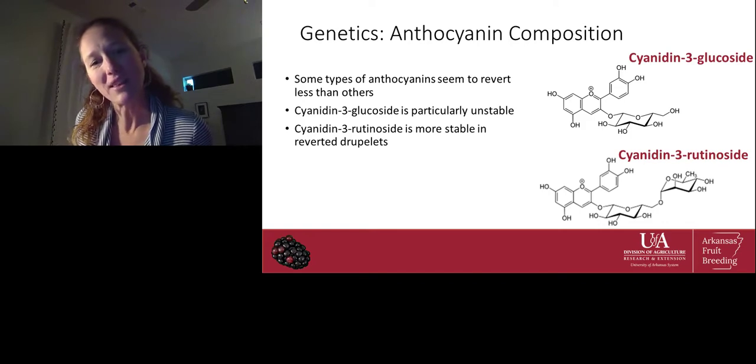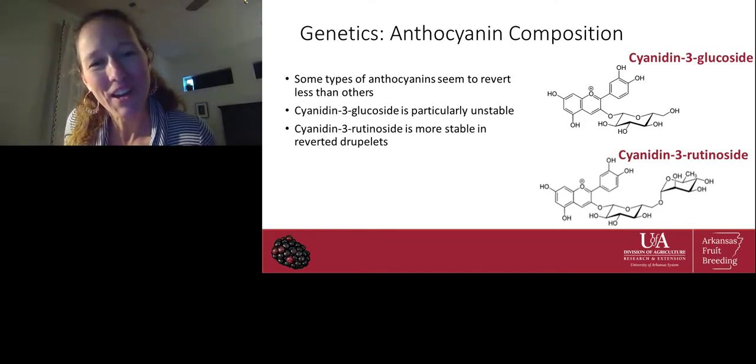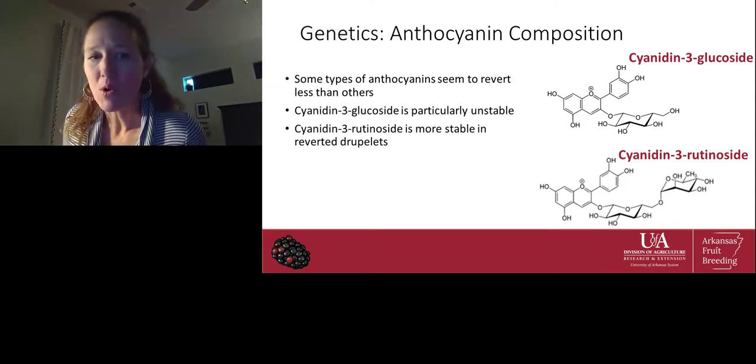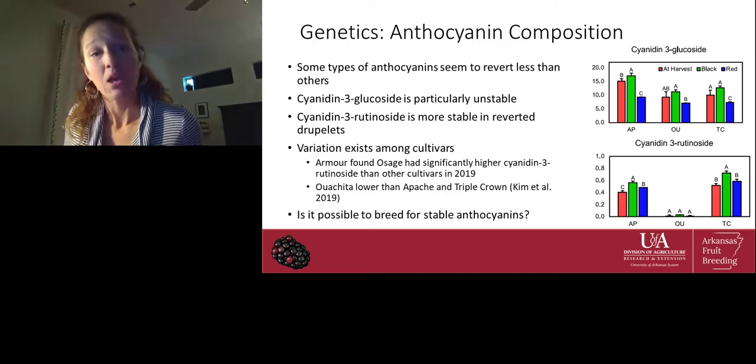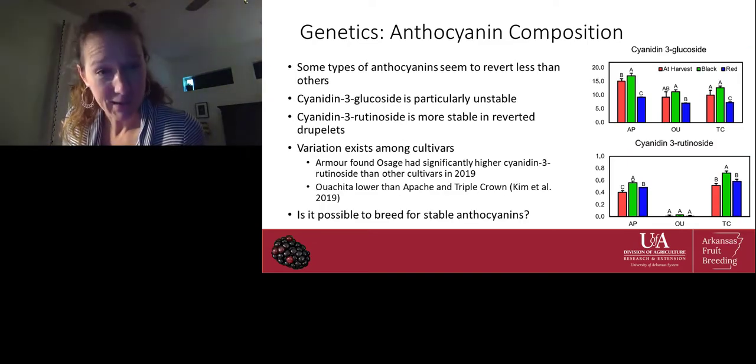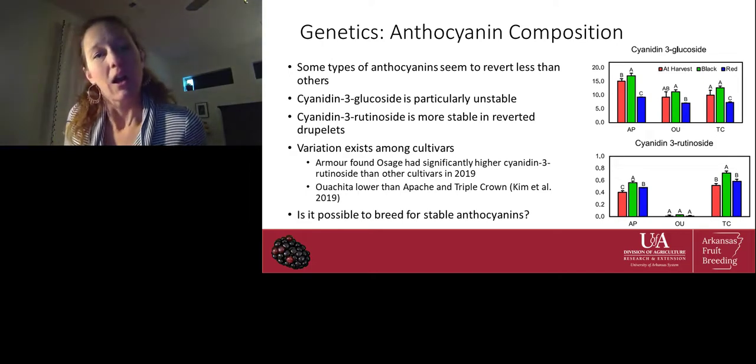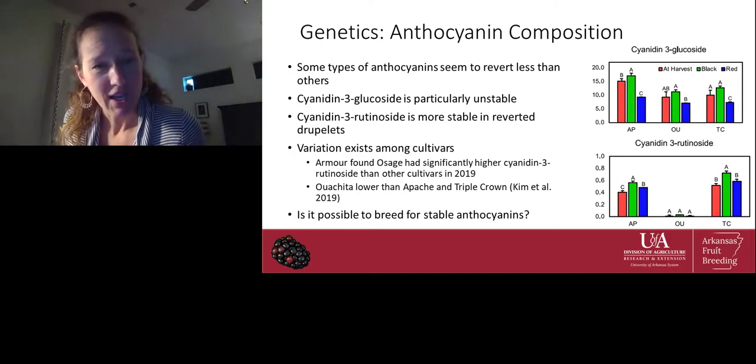And basically, the more hangy things that are coming off of an anthocyanin, the more stable it is. And so this is thought to be a more stable anthocyanin. And interestingly, cyanidin-3-rutinoside is also the most common anthocyanin in black raspberry. And we don't see reversion in black raspberry like we do in blackberry. We know that there's variation existing for this compound among cultivars. My student Mitch found that Osage had significantly higher cyanidin-3-rutinoside than the other cultivars in 2019.